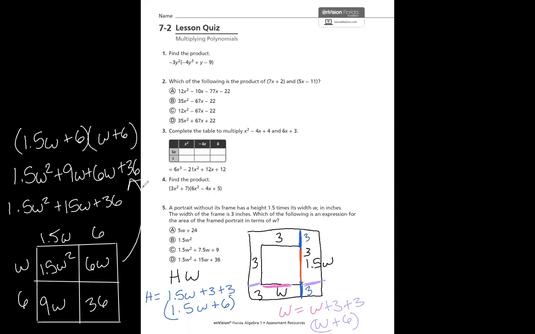So it's the same numbers that we got before, and you just want to make sure that you add together those middle terms to get your final answer. And our final answer would be letter D.